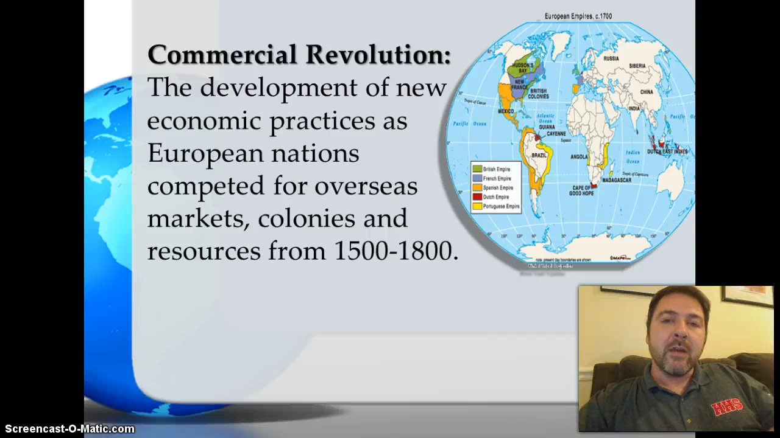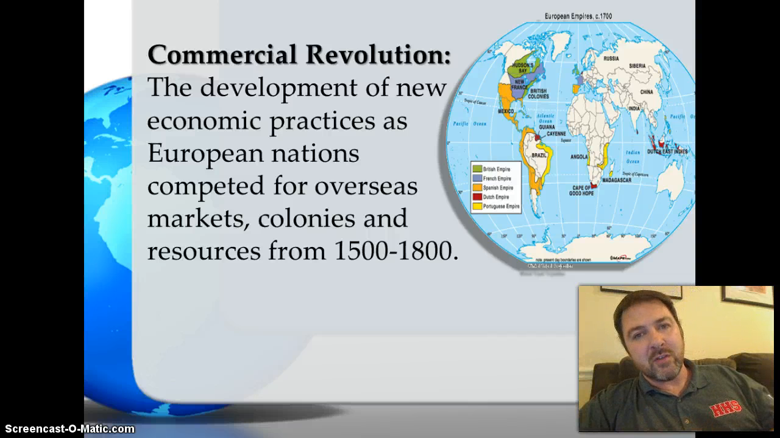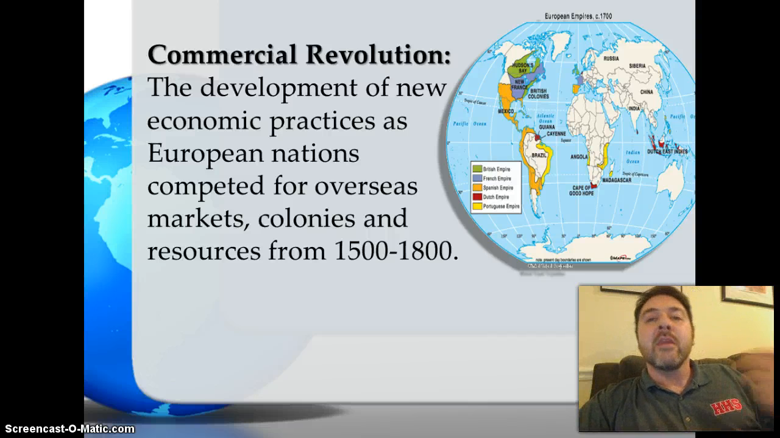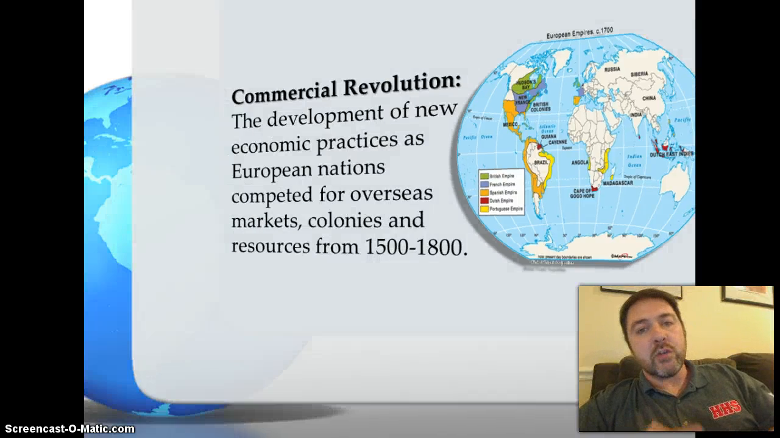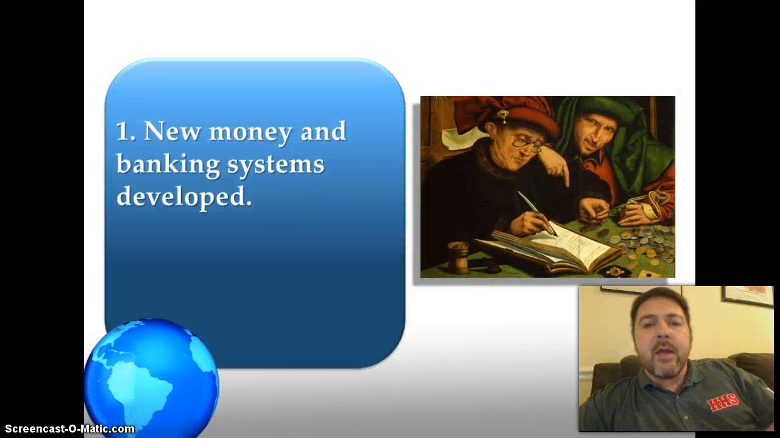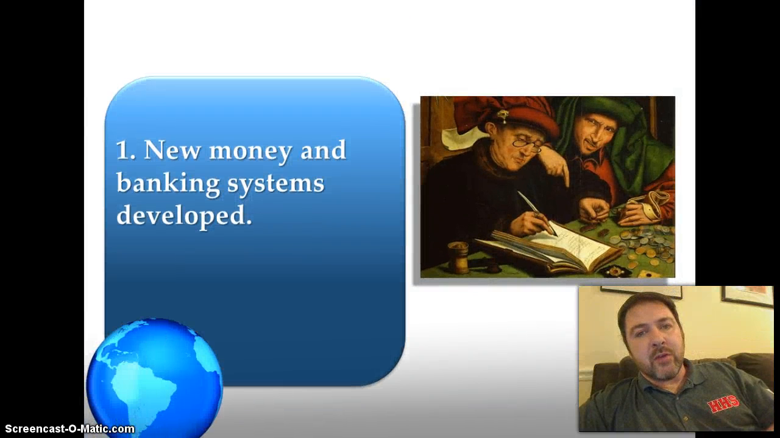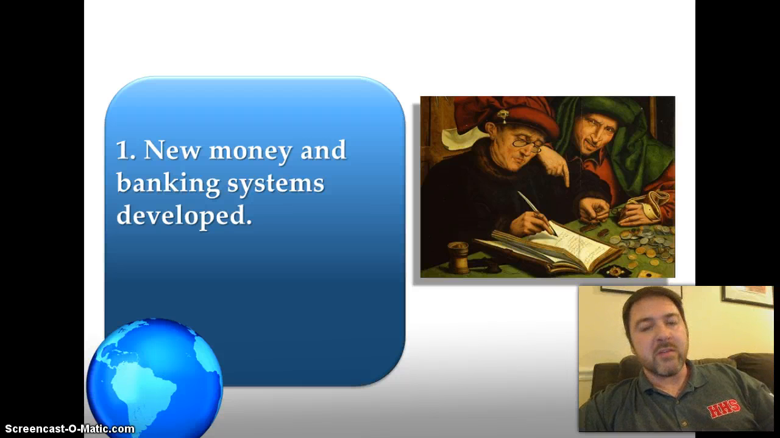So the European countries that were establishing these colonies were going to have to come up with new ways of doing business. Those things together are called the Commercial or Business Revolution. Some of the things we need to know about the Commercial Revolution is that we're going to see new money and new banking systems develop during this time.